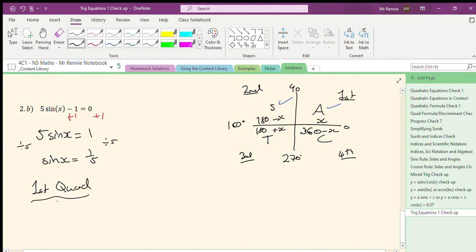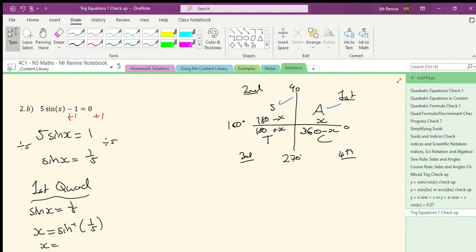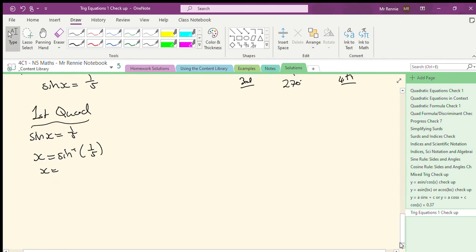So the first quadrant, I'm working out when sine of x is a fifth. Therefore, I'm working out the sine inverse of 1 over 5. So put that in your calculator. Give myself some more space here. So if I do that in my calculator, x would give me the answer of 11.5369 continued. Round that, I get 11.54 degrees. Okay, which then will be one of my answers this time.